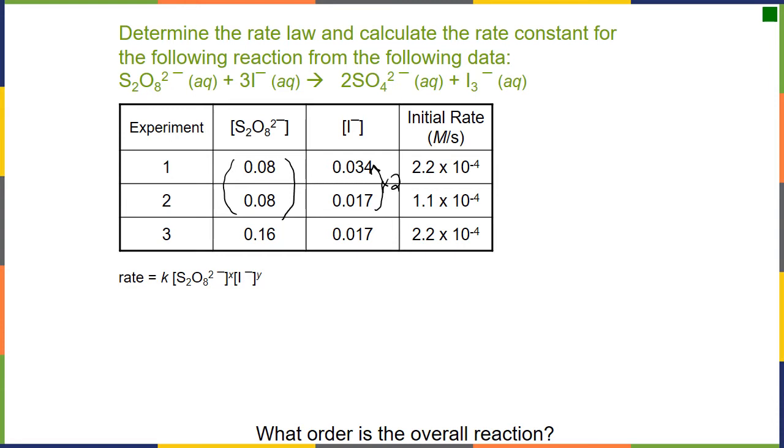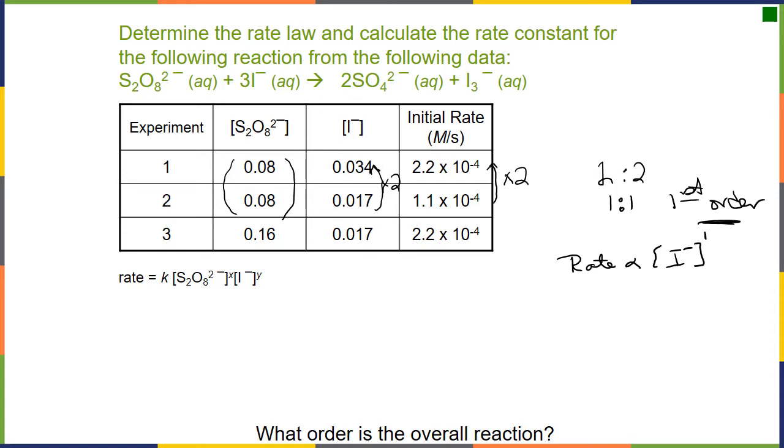So we look at our rate, and our rate tells us that if we go from here to here, it also goes up by 2. Well, 2 to 2 is the same as 1 to 1, and 1 to 1 is first order. So if 1 to 1 is first order, this tells us that our rate is going to depend on the concentration of the iodide raised to the first order. And we can do the same thing with the S2O8 2-.